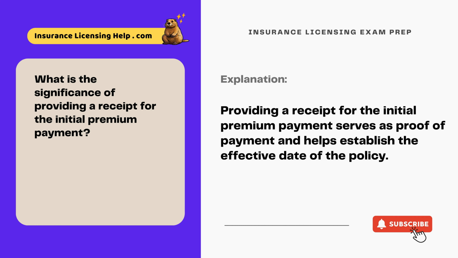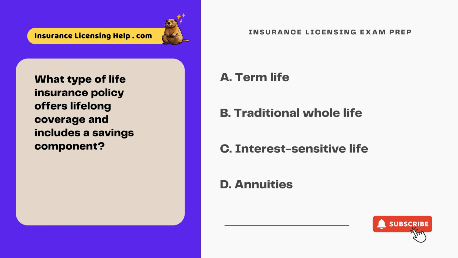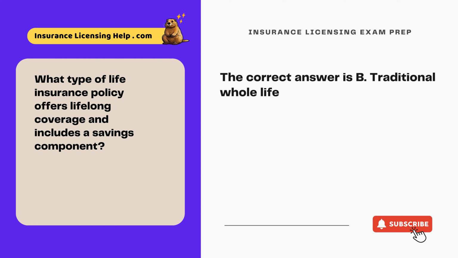Providing a receipt for the initial premium payment serves as proof of payment and helps establish the effective date of the policy. What type of life insurance policy offers lifelong coverage and includes a savings component? A. Term life. B. Traditional whole life. C. Interest-sensitive life. D. Annuities. The correct answer is B.